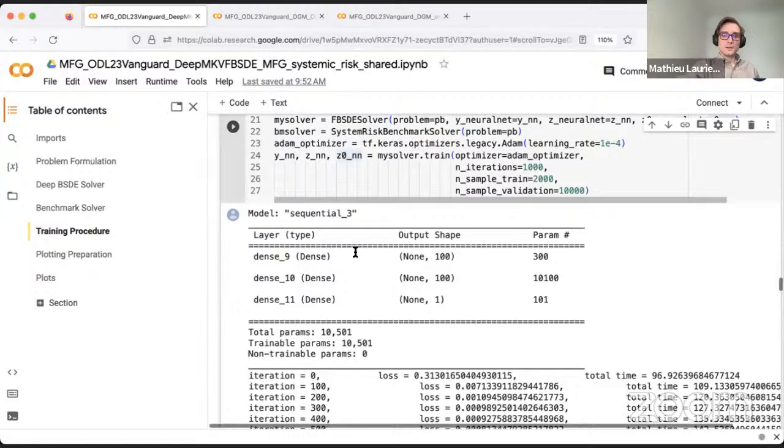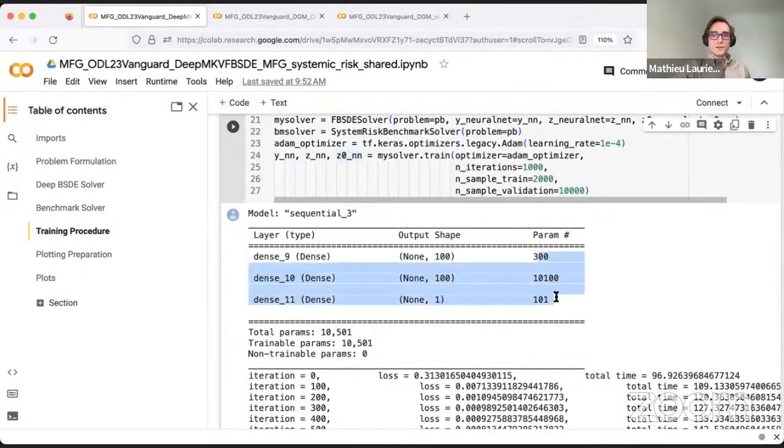You see there are two hidden layers with 100 neurons on each. And here the last layer is one-dimensional output because this is a one-dimensional problem. So you see the number of parameters here is already pretty high, right? Because we know that the solution is going to be almost linear, right? Because it's a linear quadratic problem, but we over-parameterize.